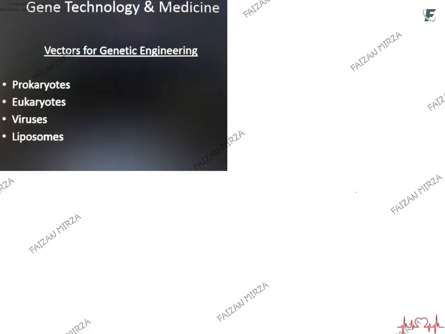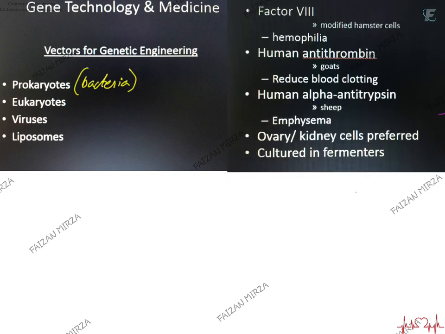We are discussing gene technology and its application in medicine. The most common vectors used for genetic engineering include prokaryotes, eukaryotes, viruses, and liposomes. We studied how the prokaryote, the bacteria E. coli, was used in the production of human insulin. For eukaryotes, the tissue commonly used could be tissue taken from eukaryotic cells and grown as tissue culture in the lab.